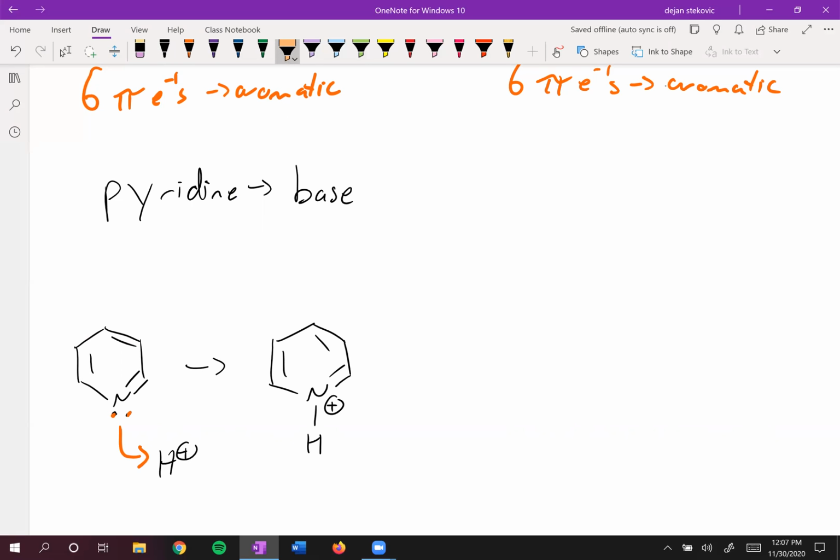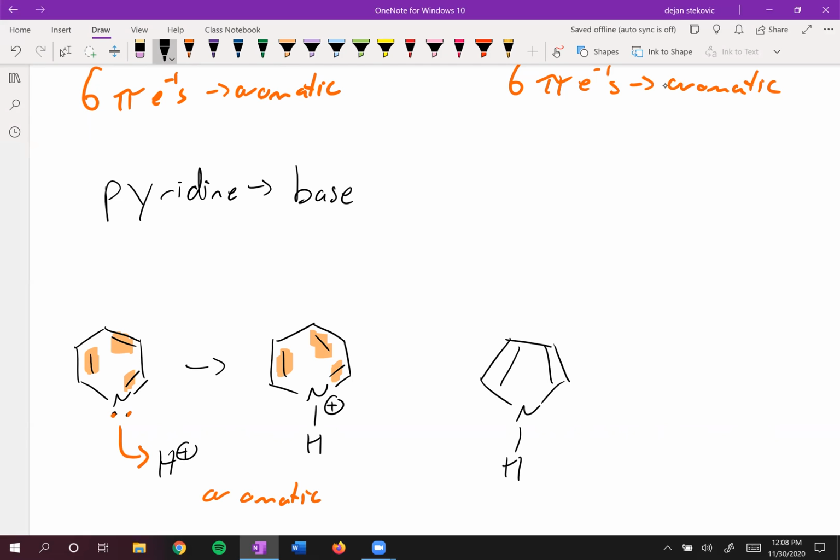You can take a look at the left or the right system. We still only have 6 pi electrons, and so we're still aromatic. So even though it's behaved as a base, it hasn't disturbed this aromatic system.